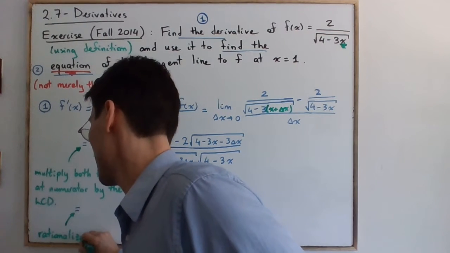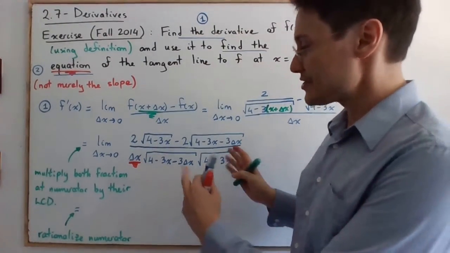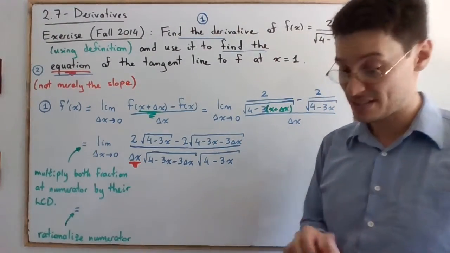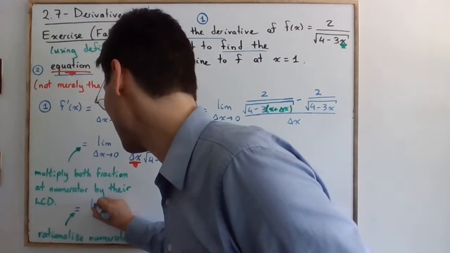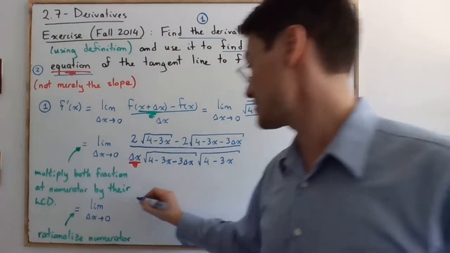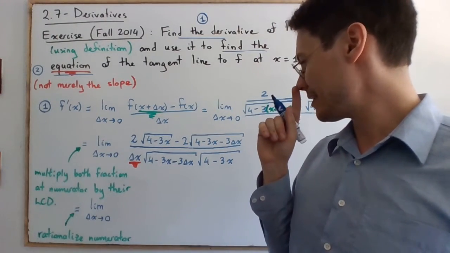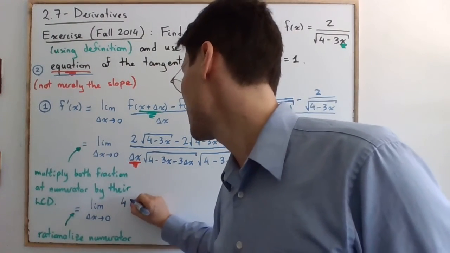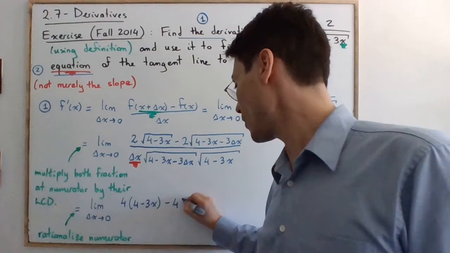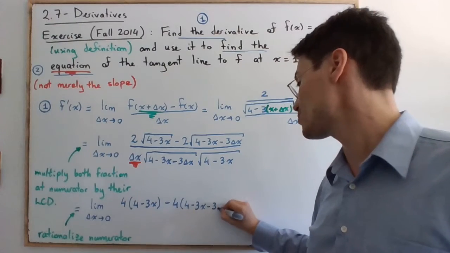Rationalize the numerator. Okay, so what's going to happen is that the numerator is going to be simply the difference of their squares. So it's still the limit as delta x is approaching 0. That doesn't change, you need to put it down. I'm going to square them immediately. So it's going to be 4 times 4 minus 3x minus 4 times all of the inside of the root, right? 4 minus 3x minus 3 delta x.